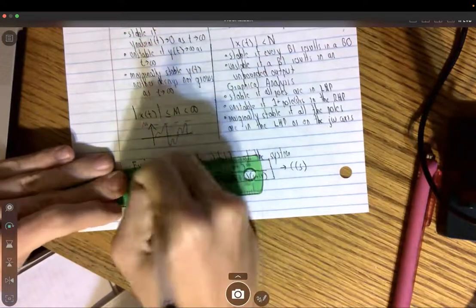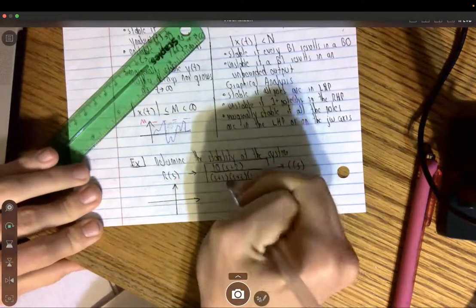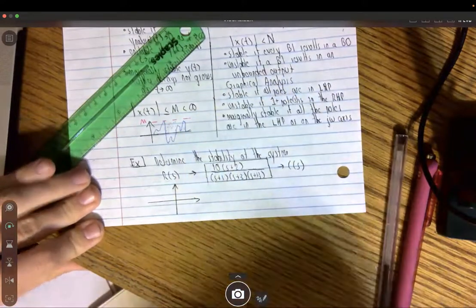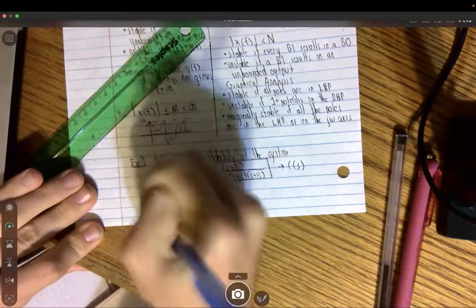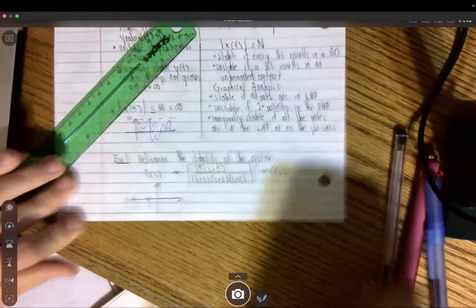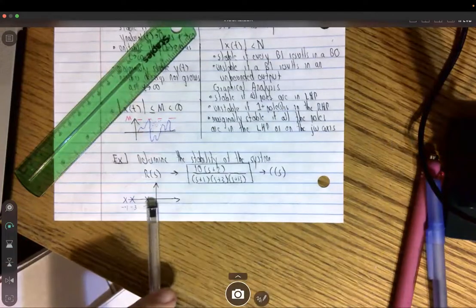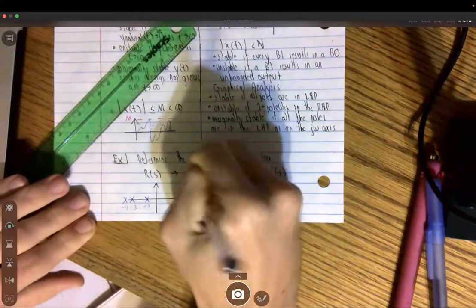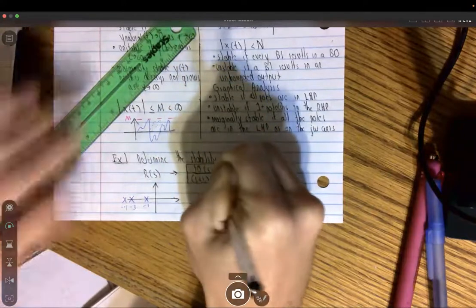Okay, here we go. One's at -1, one's at -3, one's at -4. And so ours is stable because all the poles are in the left-hand plane. So this is stable. Yay.